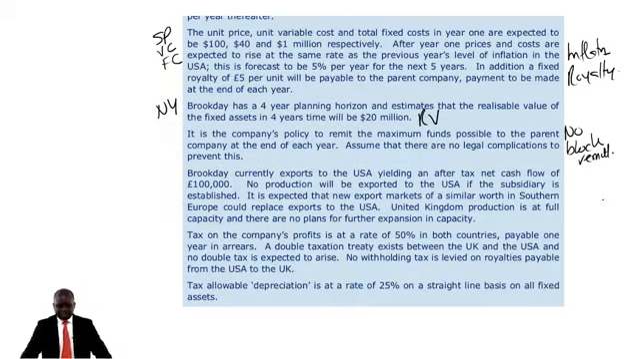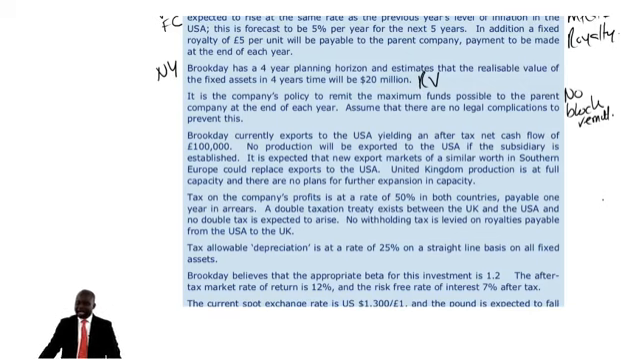Brockday currently exports to the USA, yielding an after-tax net cash flow of 100,000. No production will be exported to the USA if the subsidiary is established. That 100 we were exporting to US. So if we are going to establish the subsidiary, we cannot actually export there. It is heading me towards something like an opportunity cost. But listen to this. It is expected that a new export market of similar wealth in Southern Europe could replace export to the US. So that 100, I can now divert it into Southern Europe.